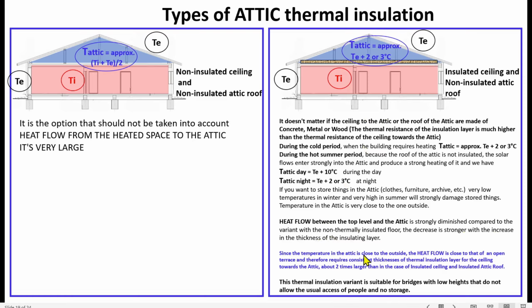Since the temperature in the attic is close to the outside, the heat flow is close to that of an open terrace, and therefore requires consistent thickness of thermal insulating layer for the ceiling towards the attic, about 2 times larger than in the case of insulating ceiling and insulating attic roof. This thermal insulating variant is suitable for attics with low heights that do not allow the usual access of people and no storage.